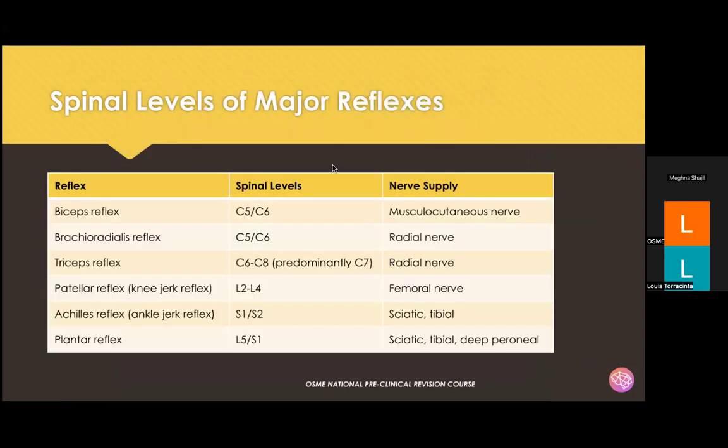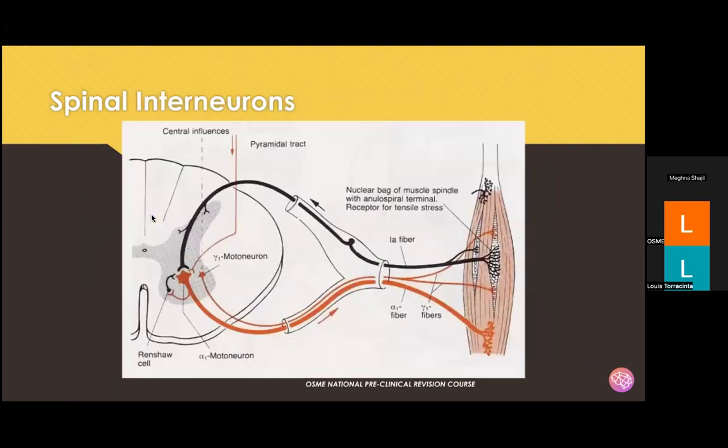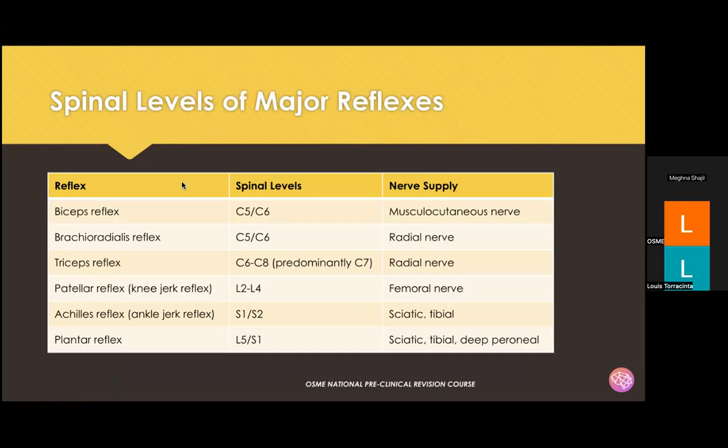So what are the spinal levels of the major reflexes? The biceps reflex has spinal levels C5 and C6, meaning that the spine at this level on the left here would be the C5 and C6 part of the spinal cord. And the nerve supply, so what are the motor neurons? Well, they're ultimately supplied by branches of the musculocutaneous nerve. Brachioradialis is more towards where the wrist is. That's also C5 and C6, and it's the radial nerve. Triceps reflex is obviously the back of the elbow, where the triceps is, C6 to C8.